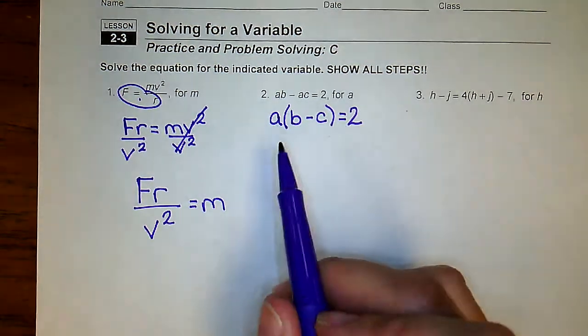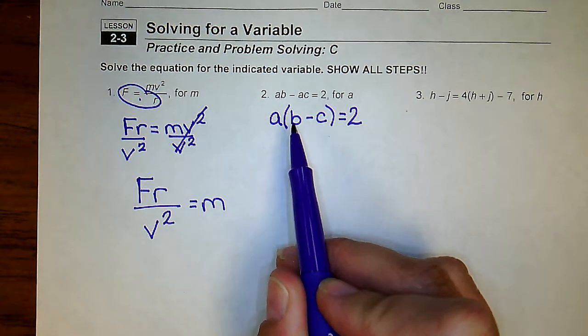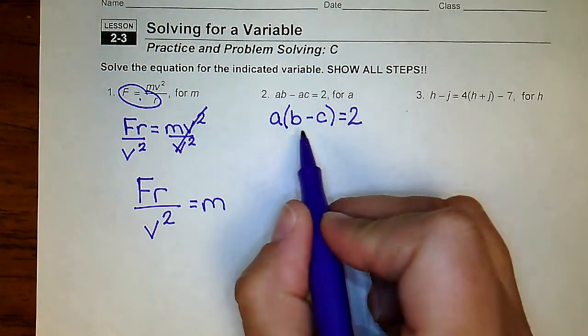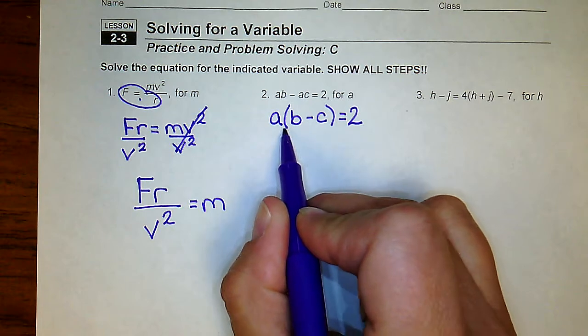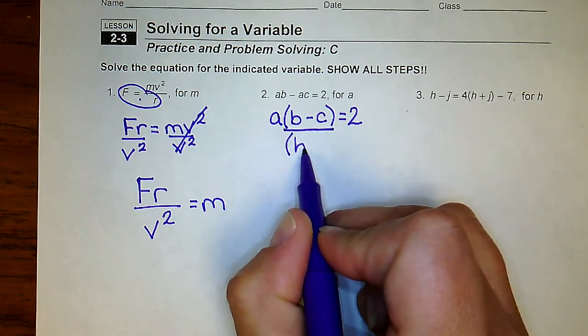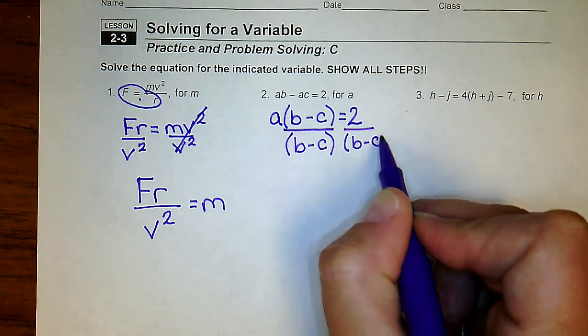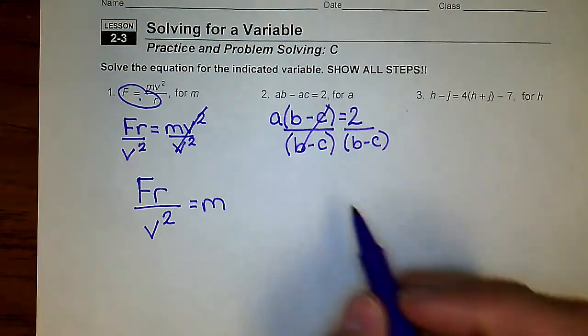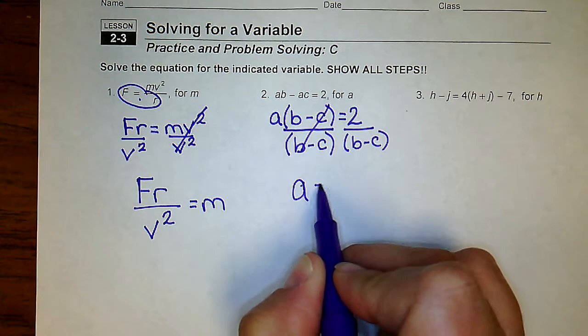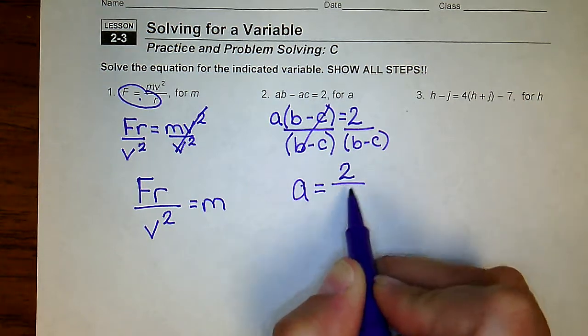Now that I have it factored, this is saying a times the quantity of b minus c. In order to get a by itself, I'm going to divide both sides by that quantity of b minus c. I didn't break it apart. I left it as one term.